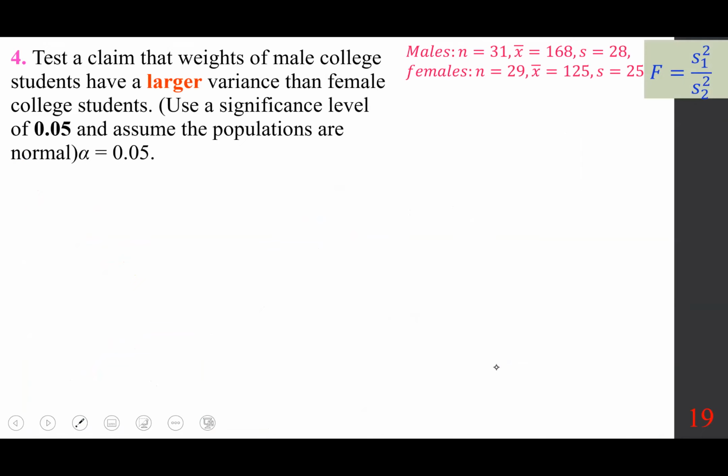All right, we want to test a claim that weights of male college students have a larger variance than female college students, and we want to use a significance level of 0.05. Here's the information given to us. We don't have to do much. Everything is given symbolically, with alpha of 0.05.